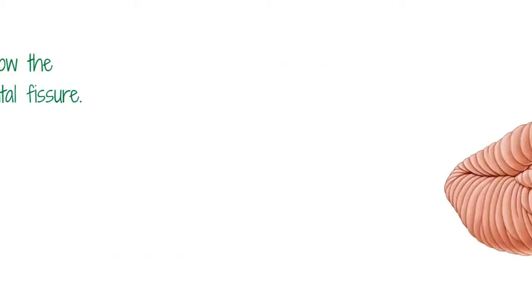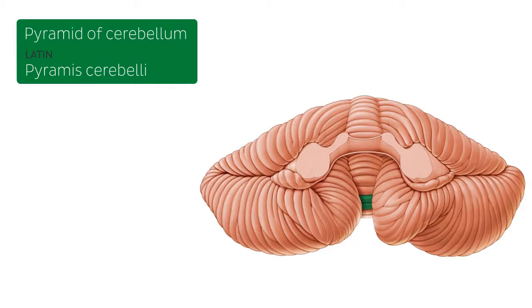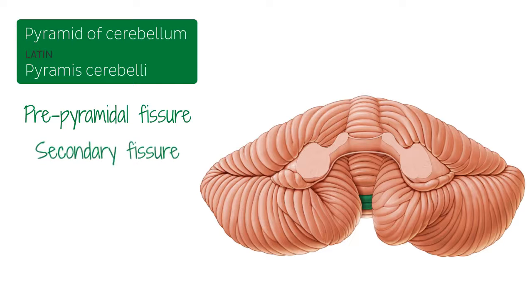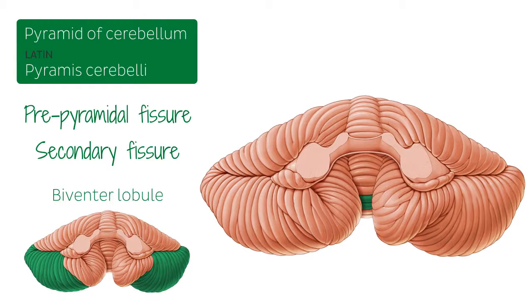Next, we're going to see here now this structure highlighted, which is known as the pyramid of the cerebellum. The pyramid is the seventh lobule of the vermis on the superior-inferior axis. It is separated from the tuber and the uvula by the prepyramidal fissure and the secondary fissure, respectively. Now, this lobule is related with the biventral lobule of the cerebellar hemispheres, which you see here highlighted in green.